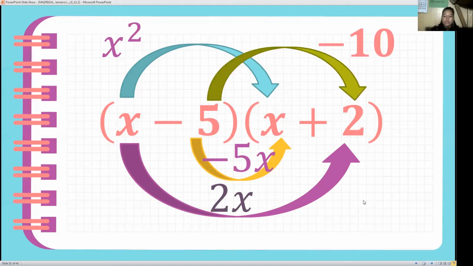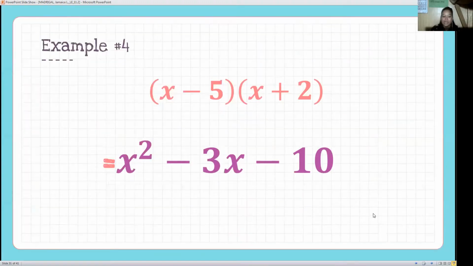Very good. So now, we will combine like terms. So negative 5x plus 2x, the answer would be negative 3x. Therefore, when we multiply x minus 5 by x plus 2, the product is x squared minus 3x minus 10. Very good. Now, let's have more, but answer this during our asynchronous class, okay?